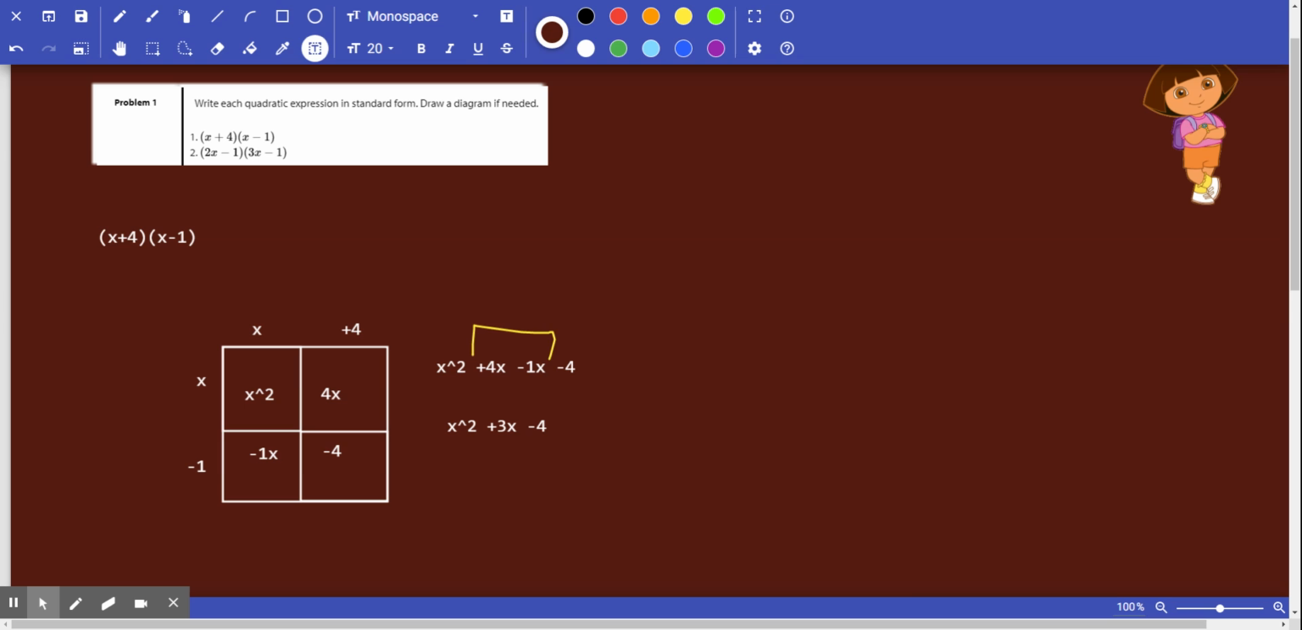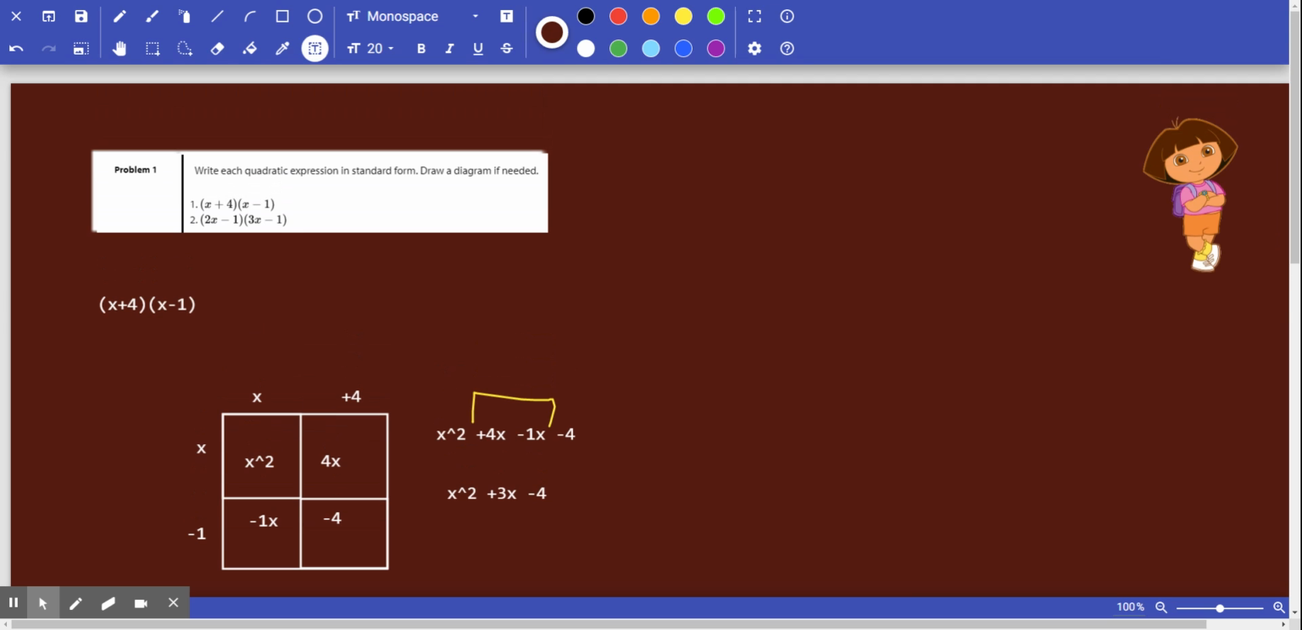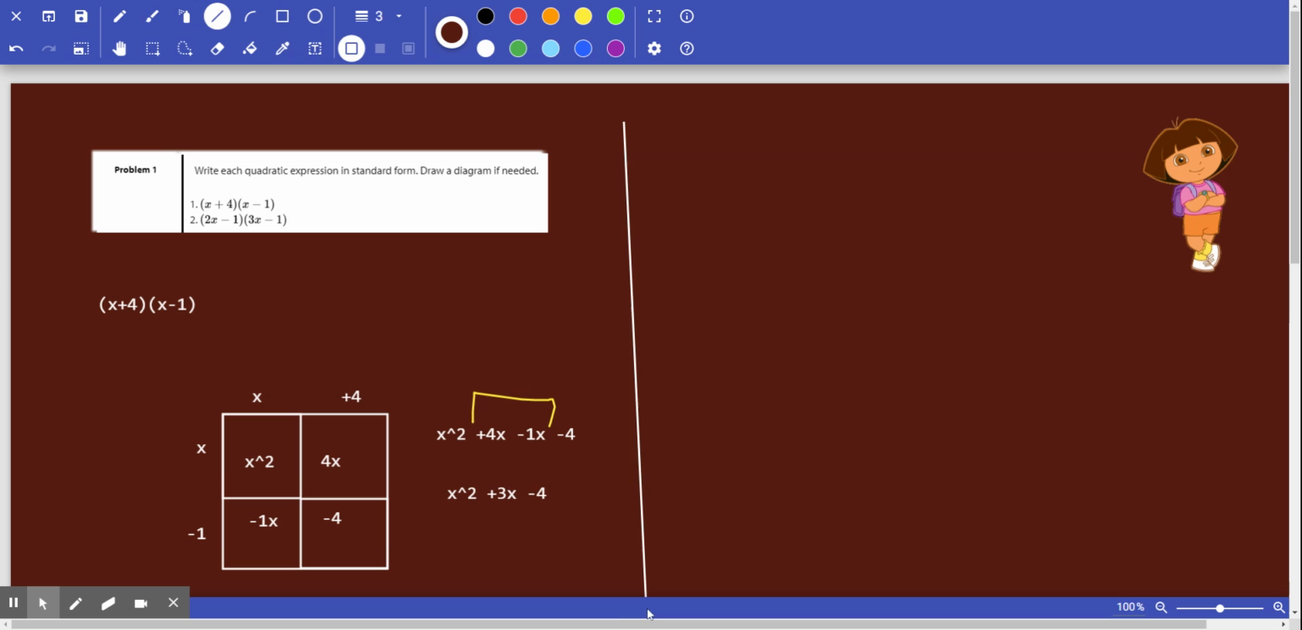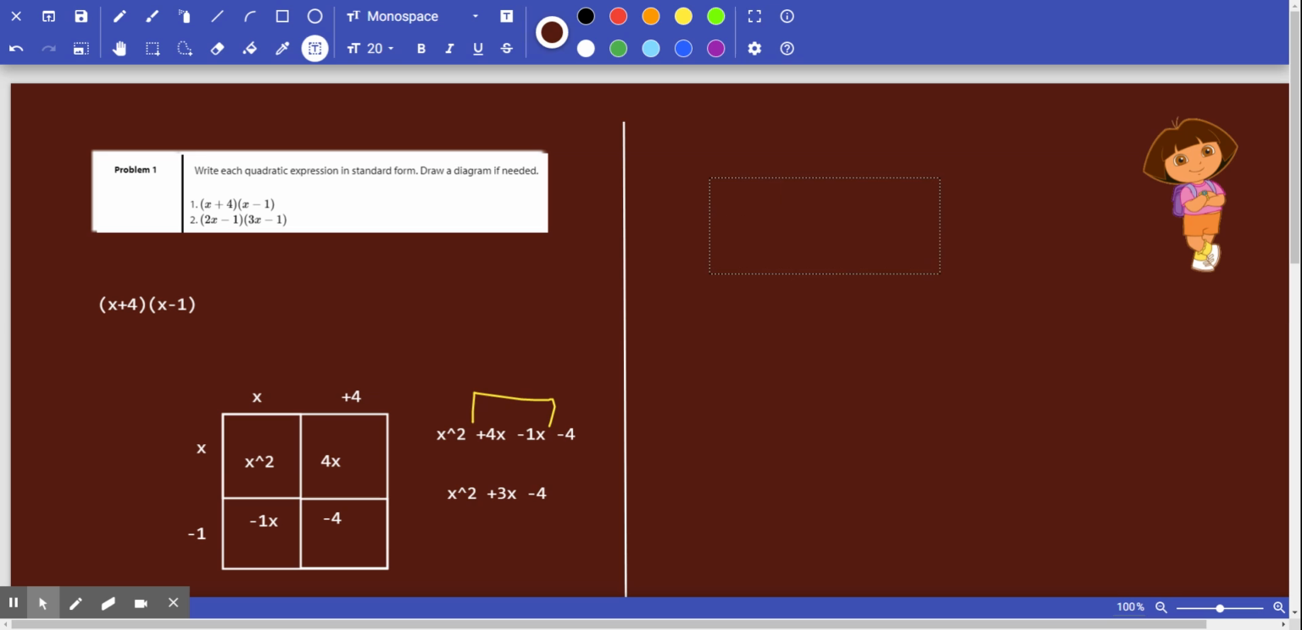Hopefully you did okay on that one. Now we're going to go ahead and do our second one, but we're going to use the FOIL method. So I'm just going to draw a line here so that you can keep track of the two areas, even though I'm not deleting off that other section. So our second equation is 2x.